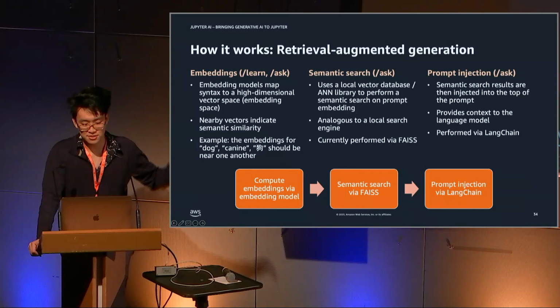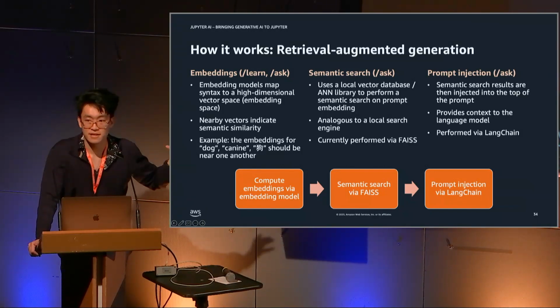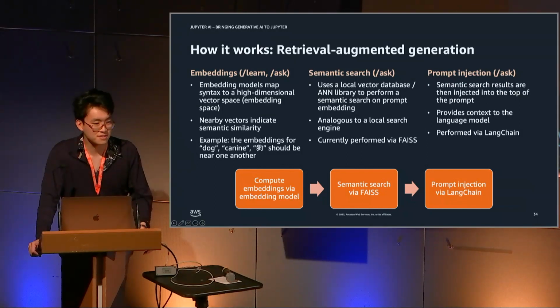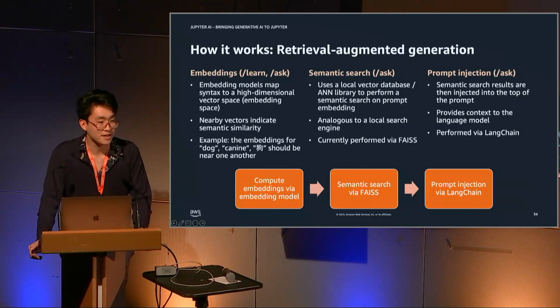We're taking those search results, injecting them into the top of the prompt, and this is what allows the language model to answer questions about data that it wouldn't have known otherwise. It's because we're providing that context in the prompt itself. And right now, we are doing that via LangChain.